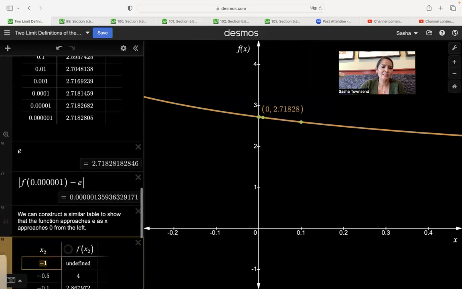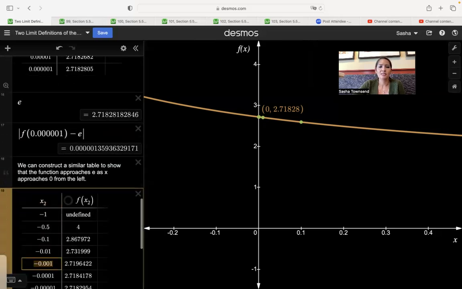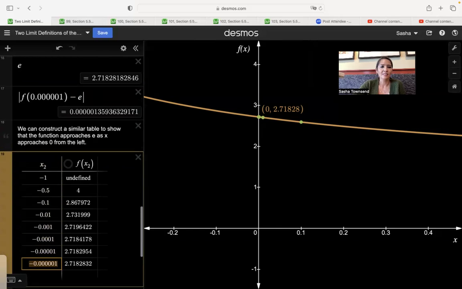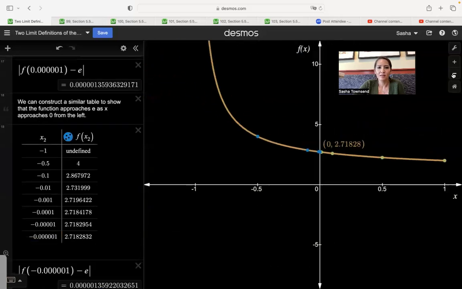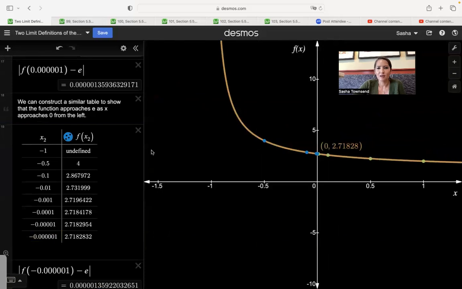We could also look at a table of values for x approaching 0 from the left. I usually like to start at an integer, so I started at x equals -1, but it turns out the function is undefined at -1. It actually has an asymptote there.